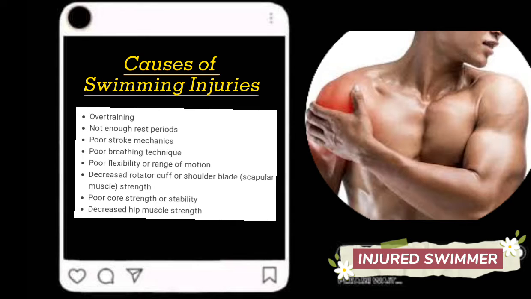We also have here the causes of swimming injuries. First is overtraining, not enough rest periods, poor stroke mechanics, poor breathing technique, poor flexibility or range of motion, decreased rotator cuff or shoulder blade scapular muscle strength, poor core strength or stability, and decreased hip muscle strength.